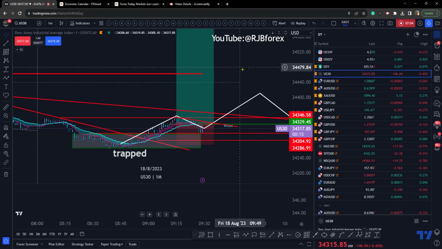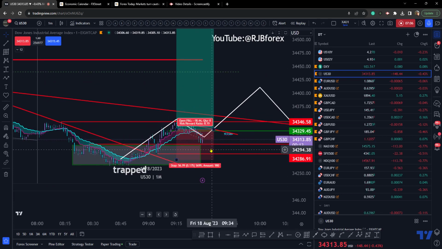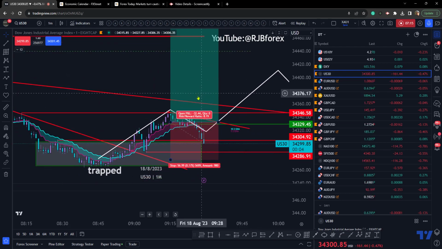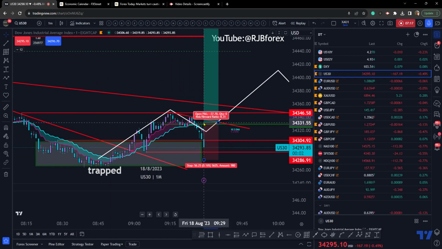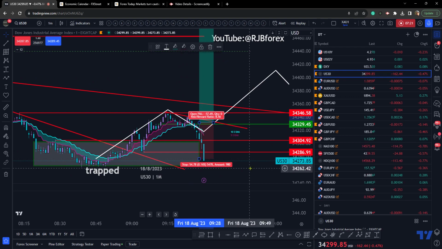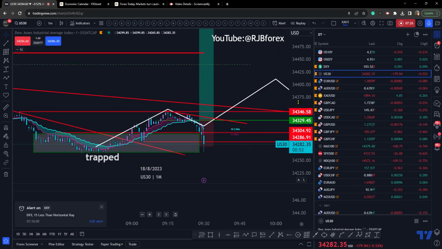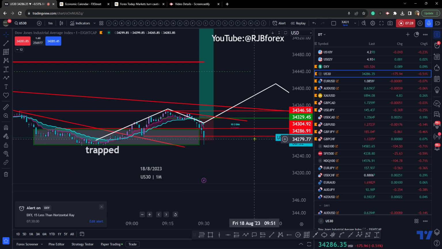So a dump before the pump, perhaps. Because we've had that pullback, we're going to have more ammunition to take on that resistance. So let's see if we can. See how this goes. Let it play out.